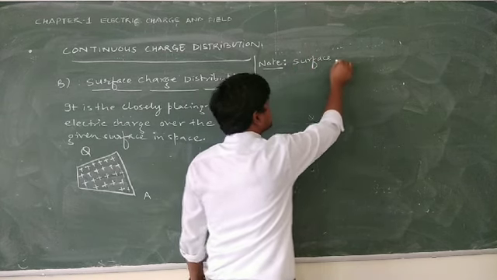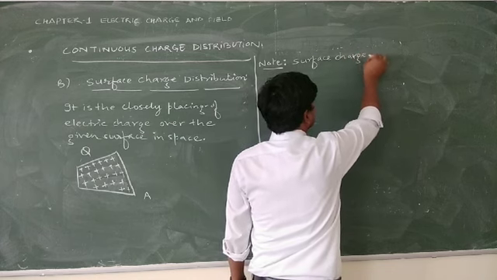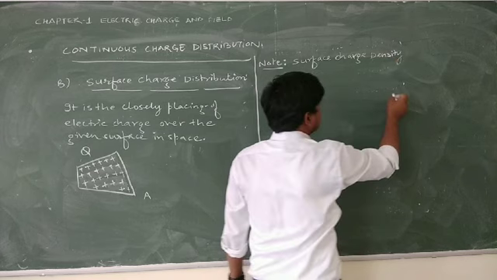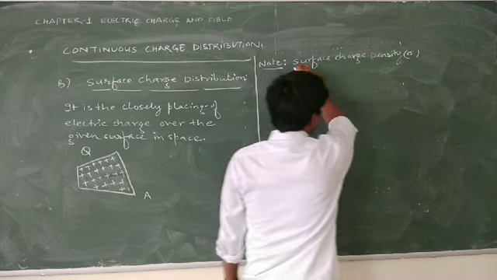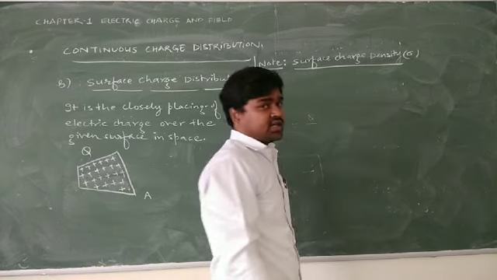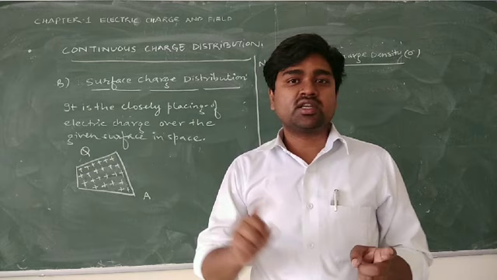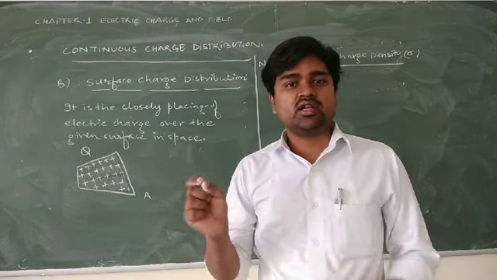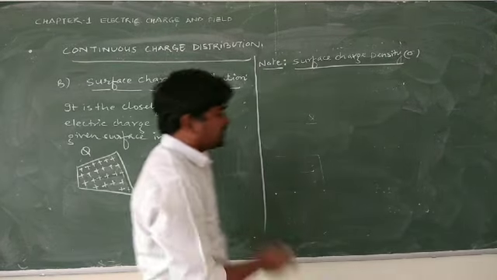Surface charge density, which is represented by sigma. So this is the surface charge density. Sigma represents the surface charge density, which gives the amount of charge which is placed over the unit area of the given surface. So how can we define it?